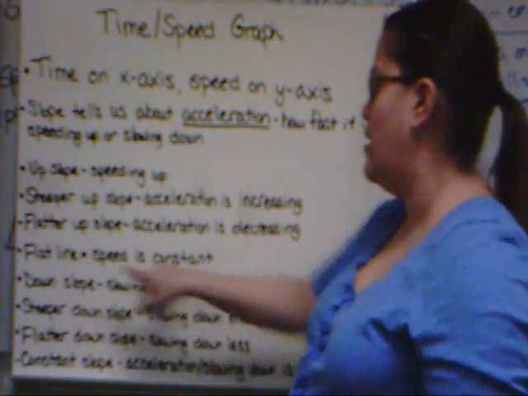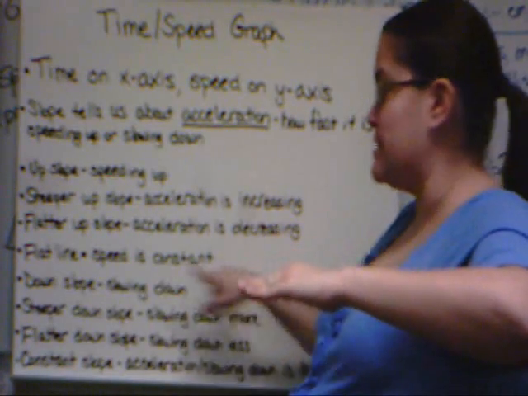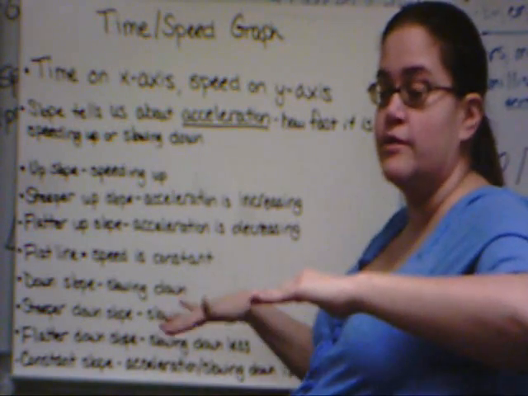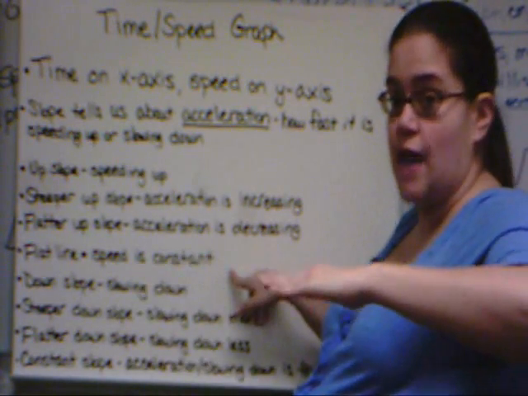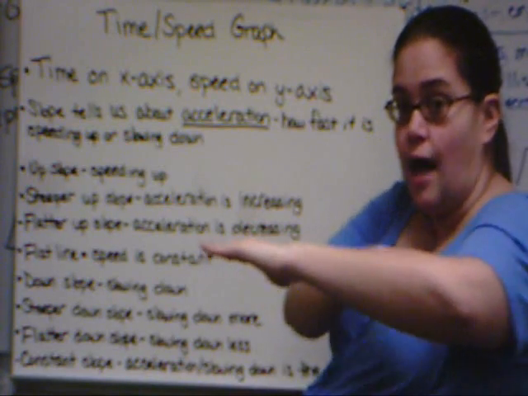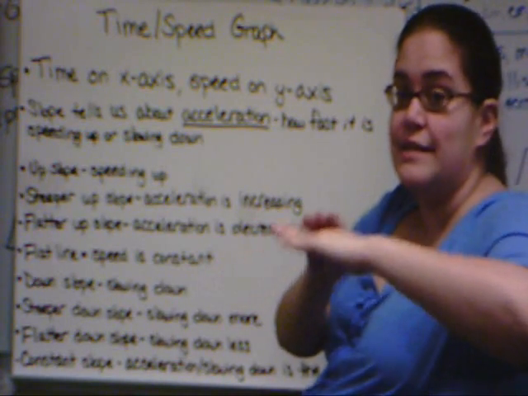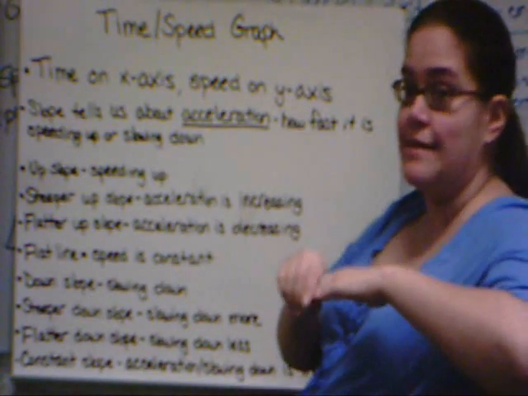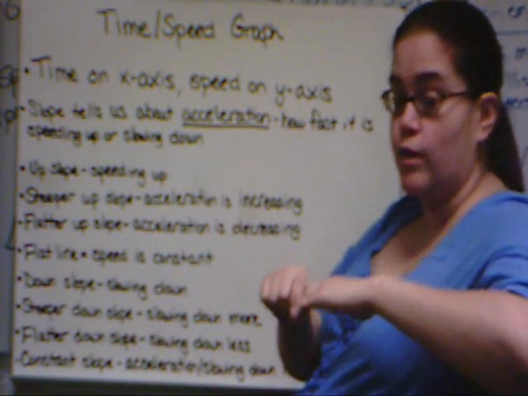If we have a flat line, that means my speed is constant. So I've now hit my 30 miles per hour. I'm going down the street, and my speed is not changing. So this does not mean stopped, like in the other graph. This means my speed stays the same. On a time speed graph, we can't tell if the object stopped or not. So we're just looking at the speed.